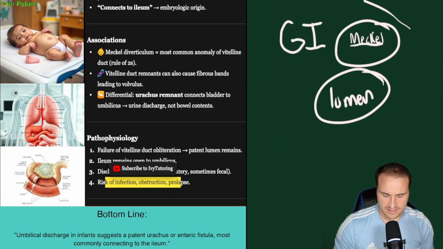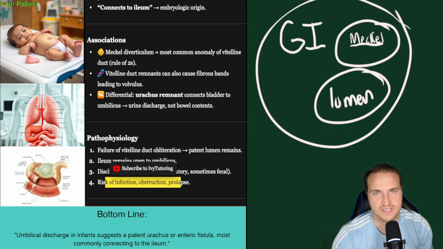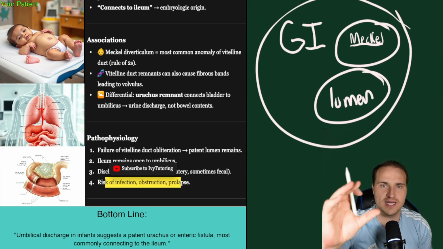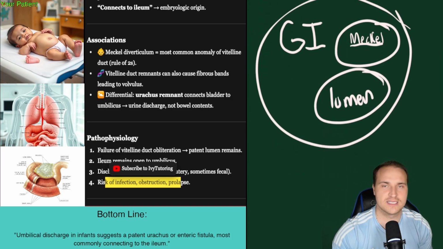All right, so this is kind of an interesting condition if you think about it, because essentially babies can actually poop out of their belly button. This happens when the vitelline duct, which is a structure that's supposed to disappear during fetal development, stays open. When it does, it creates a direct pipeline between the ileum, which is part of the small intestine, and the umbilicus. So if you see a 2-month-old with mucus or watery discharge from the umbilicus, it's a major clue that you're dealing with the ileum.